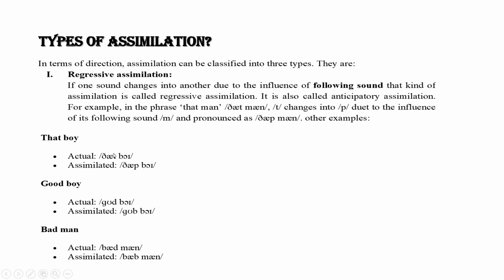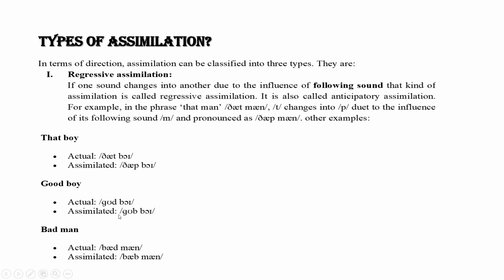Some other examples. "That boy". The actual pronunciation is "that boy", but the assimilated pronunciation is "thap boy". This t of that becomes p, because of the following b sound. So it is regressive assimilation. Similarly, "good boy". The actual pronunciation is "good boy", but the assimilated pronunciation in connected speech is "goob boy".